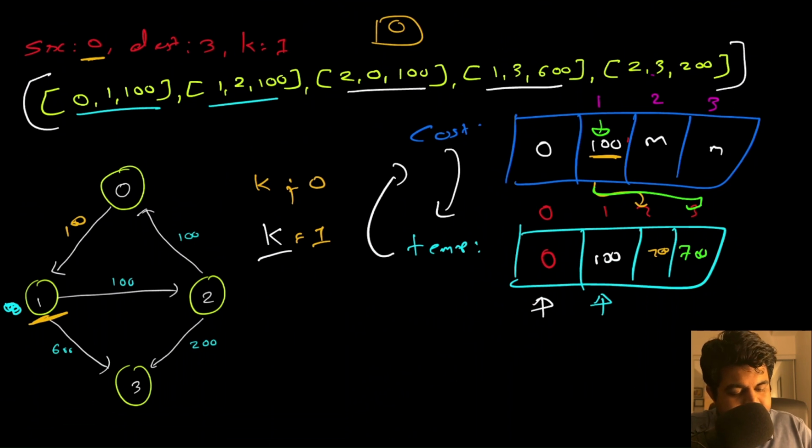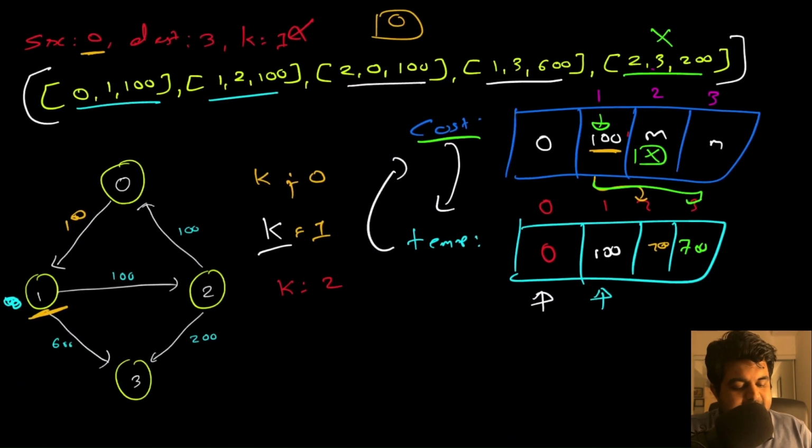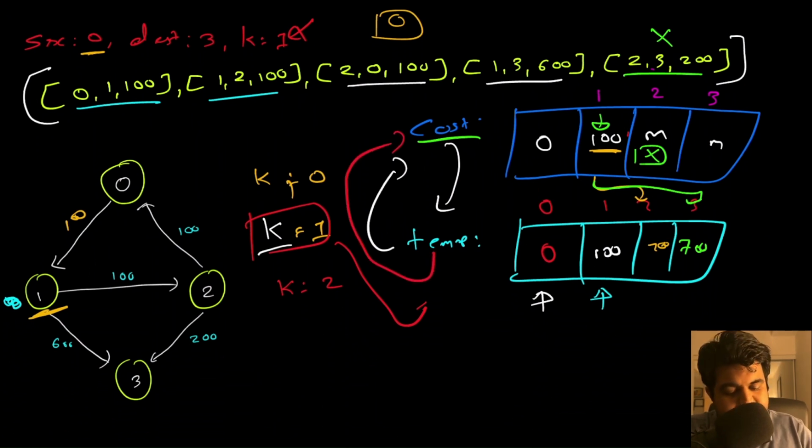And now next thing is 2 to 3 is 200, but we cannot reach 2 in this case because the cost array is still showing 2 as maximum value, so we are not able to reach this one, so we are not going to be considering this edge. And next would be k is equal to 2, but notice we only have k is equal to 1 as max. So the moment we are done with this one, we will break out of all the loops. And sorry, before this one, we are actually going to update the temporary array to the cost array as well.